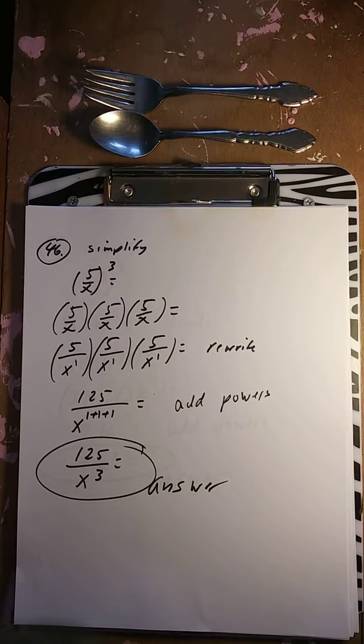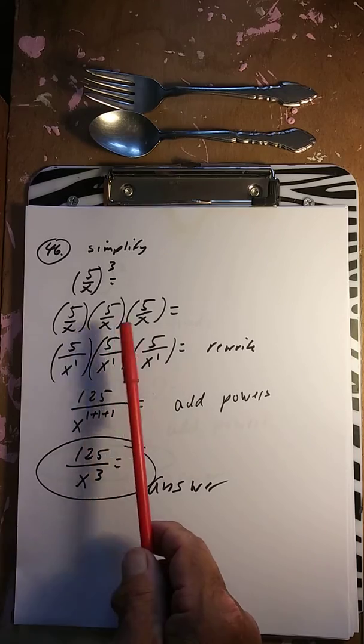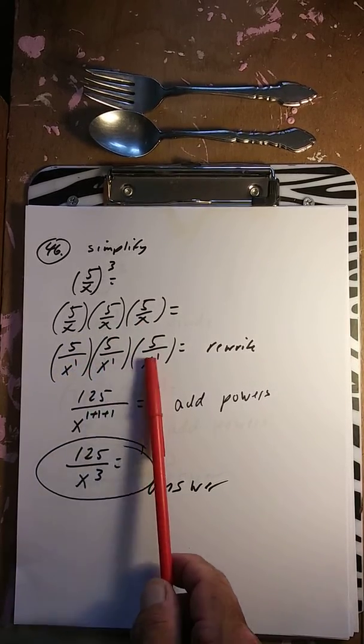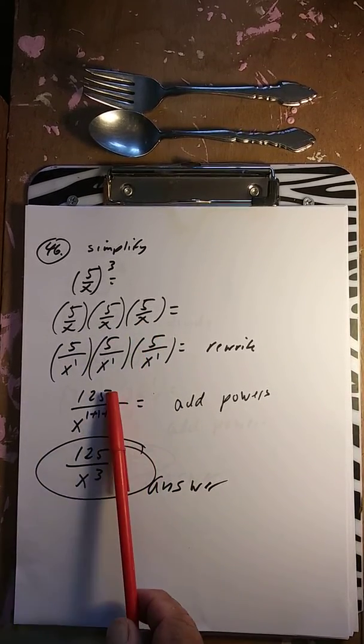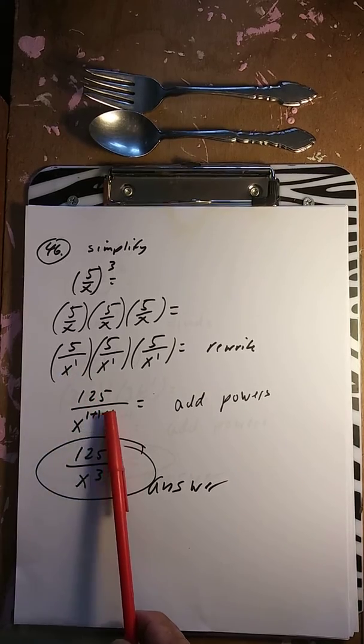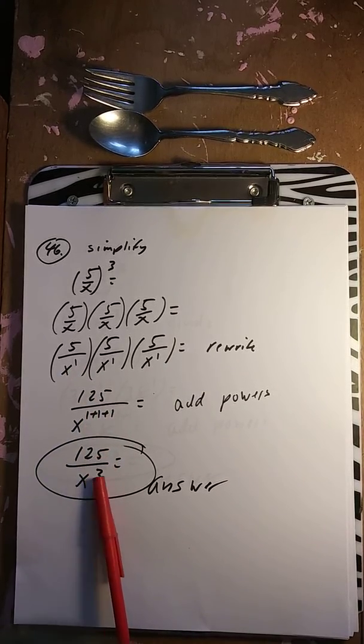5 over x to the 3 power. Rewrite it: 5 over x, 5 over x, 5 over x. x to the 1, x to the 1, x to the 1. 5 times 5, 25, times 5, 125. x to the 1 plus 1 plus 1. So 125 over x to the 3 power.